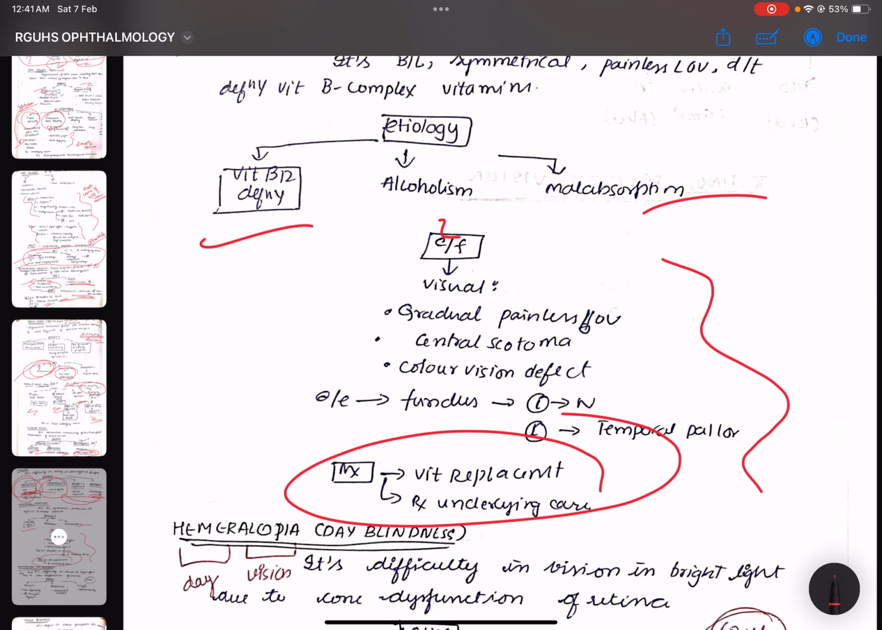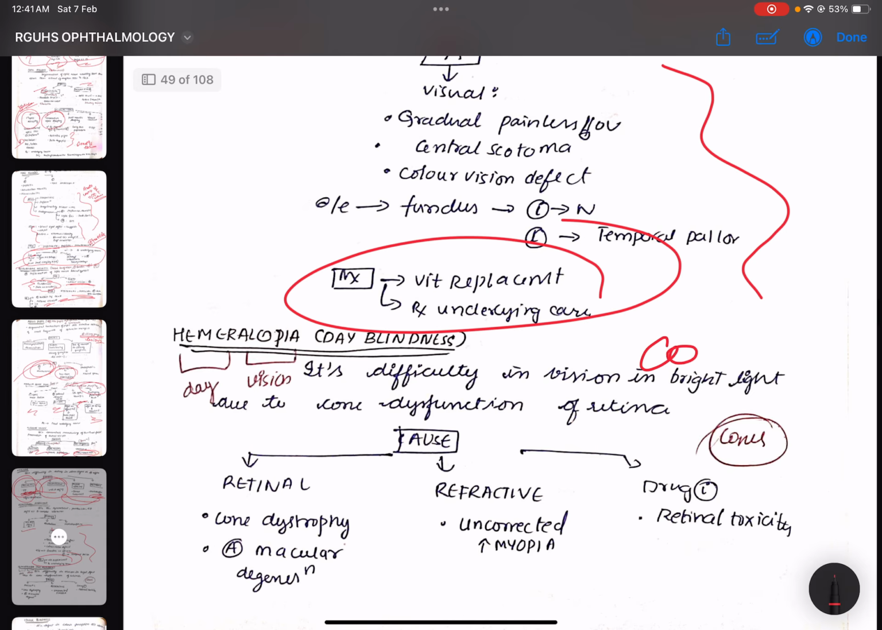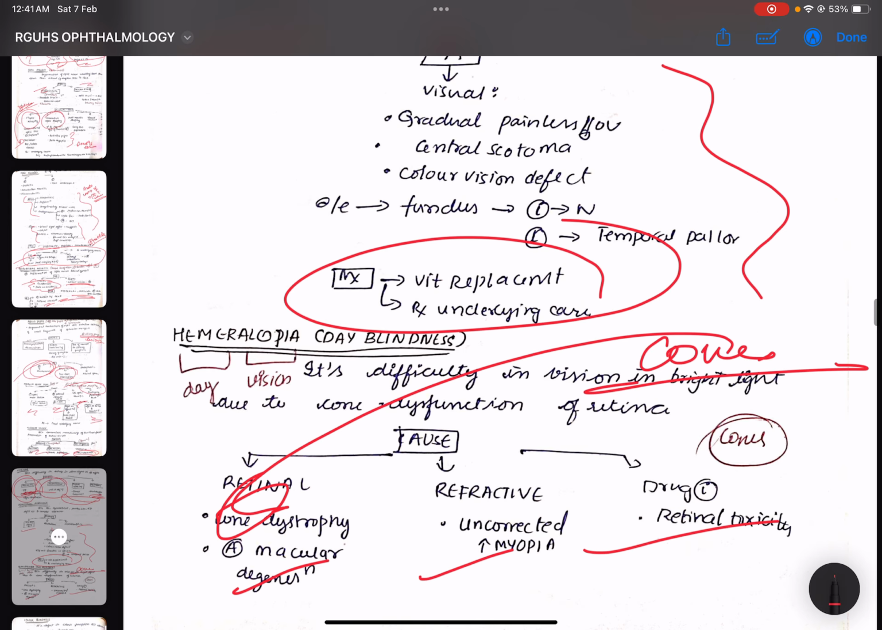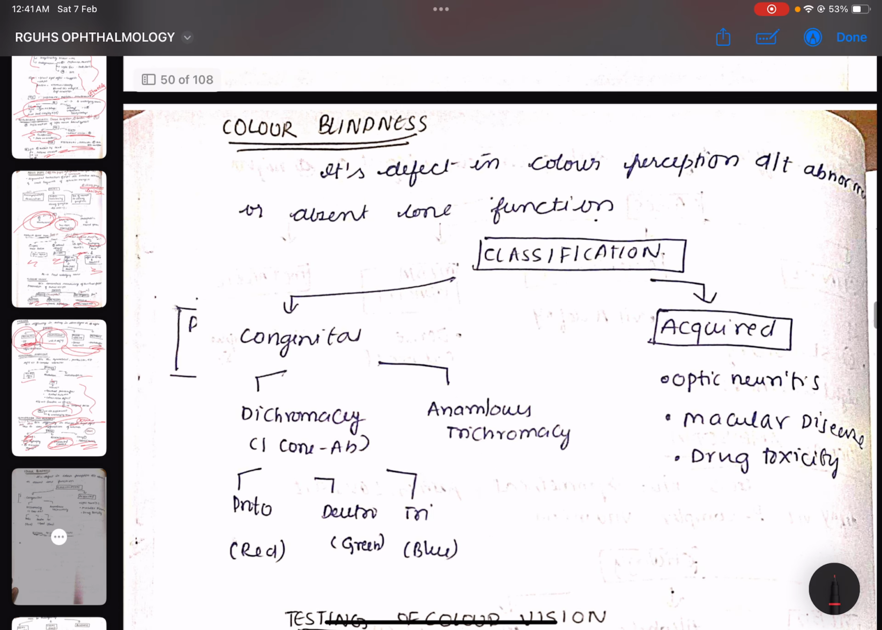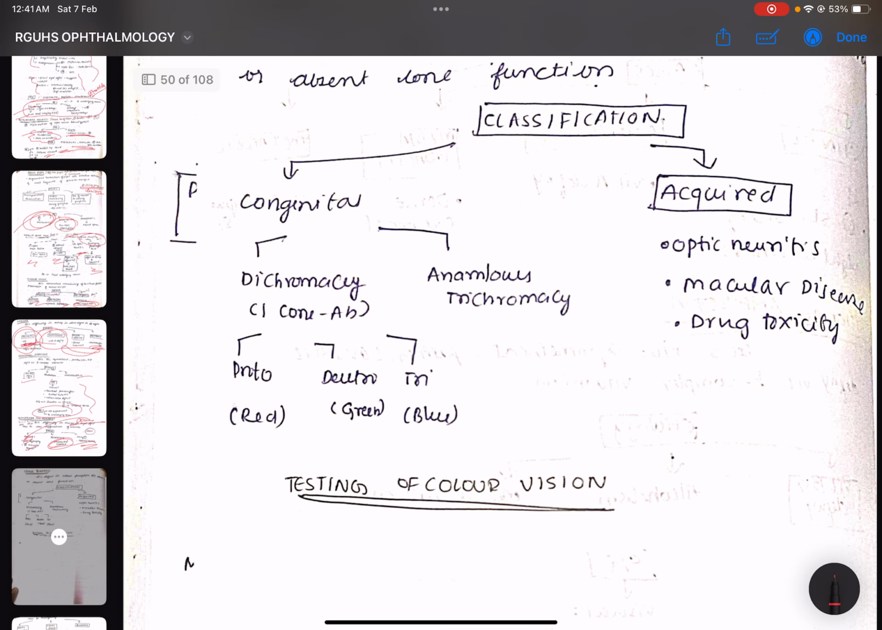Hemeralopia is day blindness. So what is getting affected here? Cone is getting affected. So these are the causes. Again, cone is affected, so cone dystrophy or uncorrected myopia or retinal toxicity. Color blindness, from physiology you are studying, obviously I think it has been covered. I hope you will learn it accordingly.